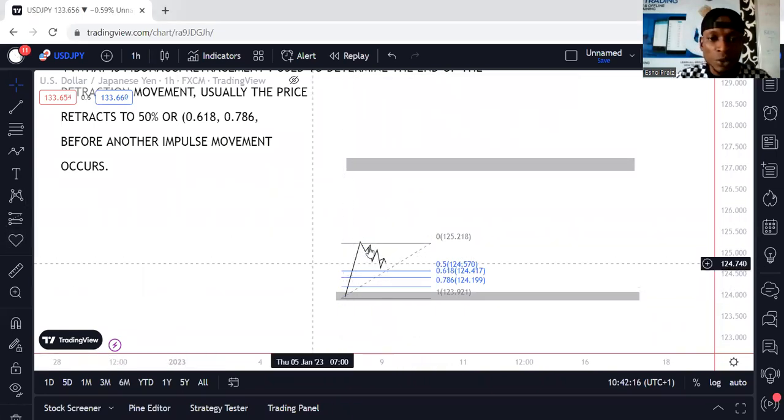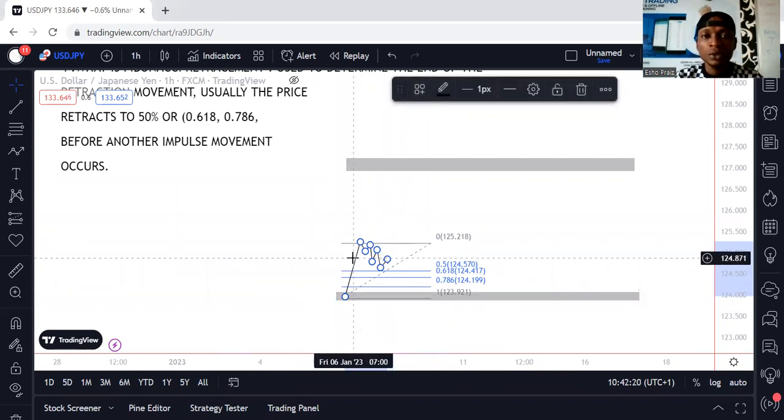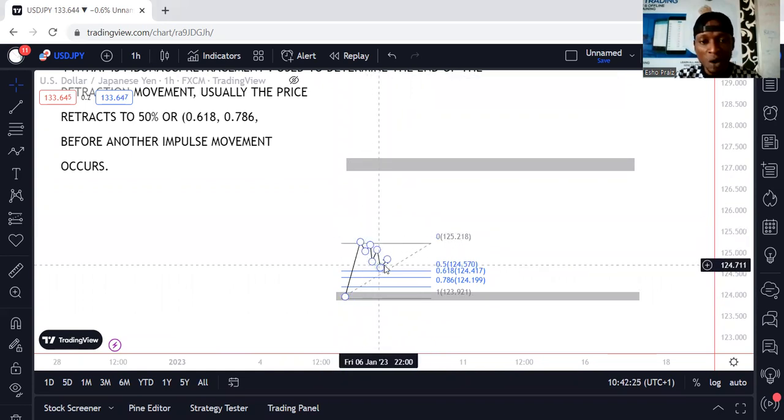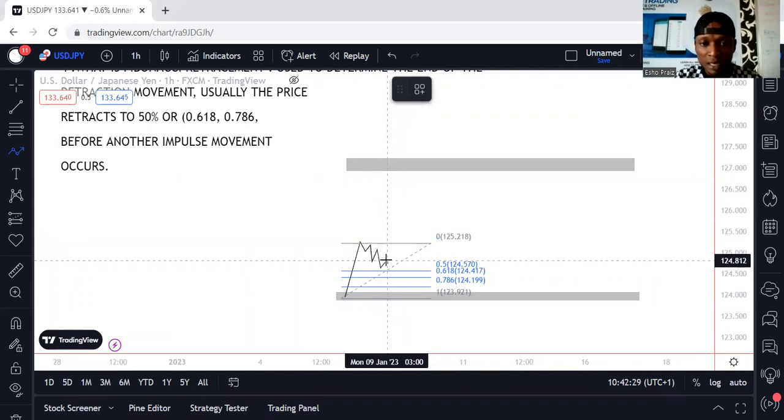So this is what I'm trying to say. As the market is pushing to the downside, as you know, we have expansion and then we are expecting a retracement. Now currently the retracement is occurring. Understand what I'm saying? So now the market starts pushing to the downside.